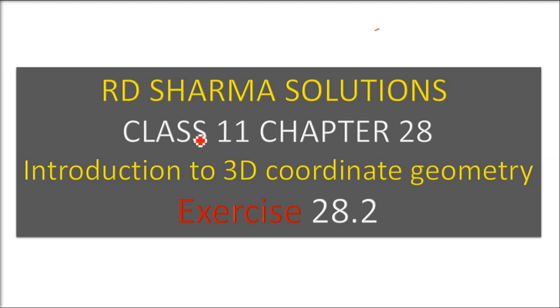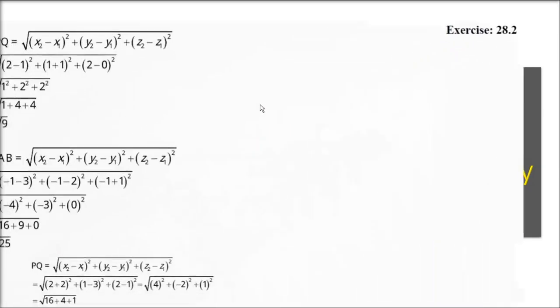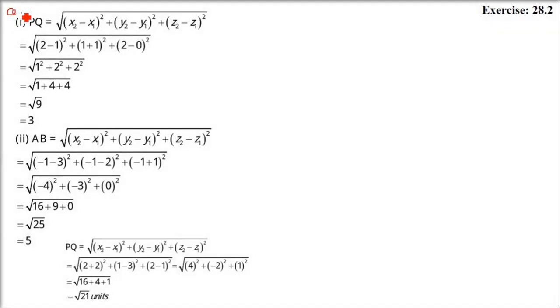This is R.D. Sharma solution, class 11, chapter 28, Introduction to 3D Coordinate Geometry, exercise 28.2. Now this is question number 1. There are two parts here. They are exactly the same. Find the distance between the following pairs of points.